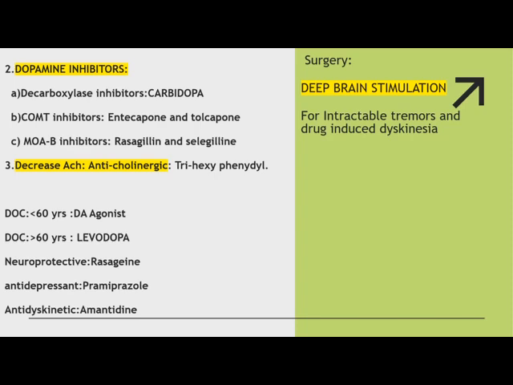The drug of choice in a patient aged less than 60 years is a dopamine agonist, and in a patient aged more than 60 years, the drug of choice is levodopa. The neuroprotective drug is rasagiline, the antidepressant drug is pramipexole, and the antidyskinetic drug is amantadine. If the patient is not responding to medical therapy, or has intractable tremors and drug induced dyskinesia, we can also do surgery, that is deep brain stimulation.